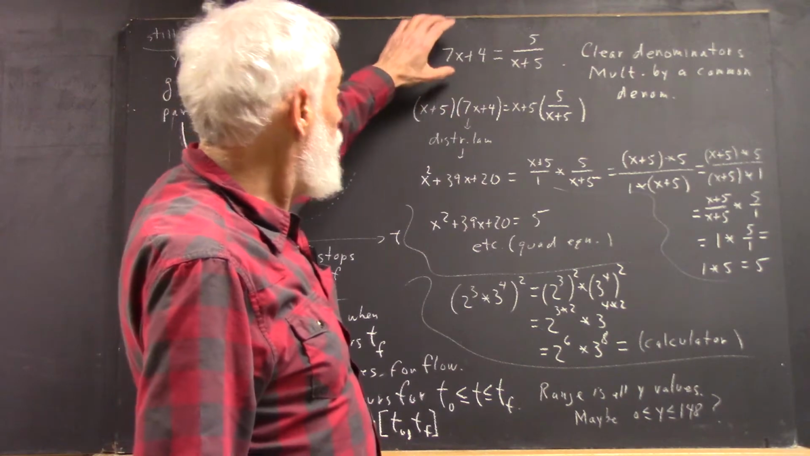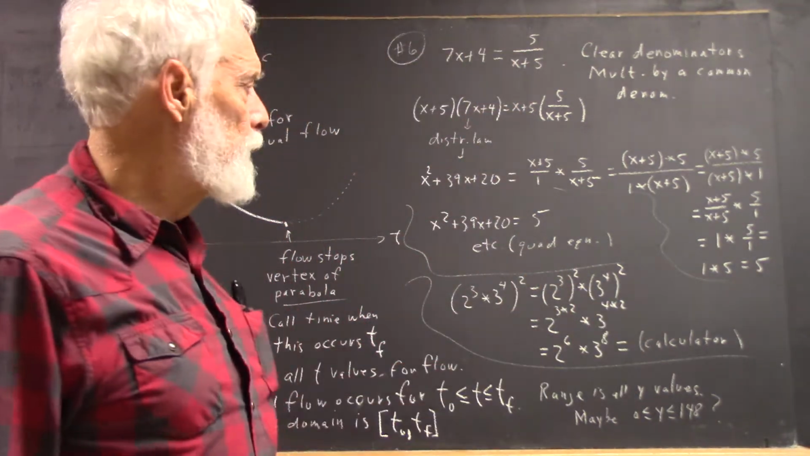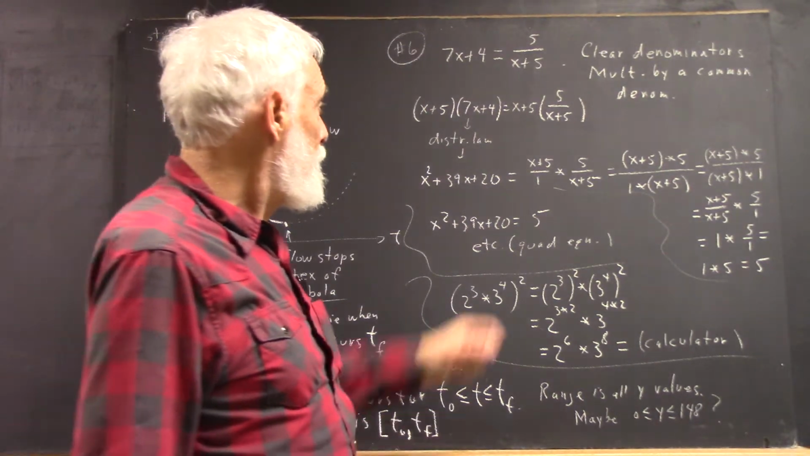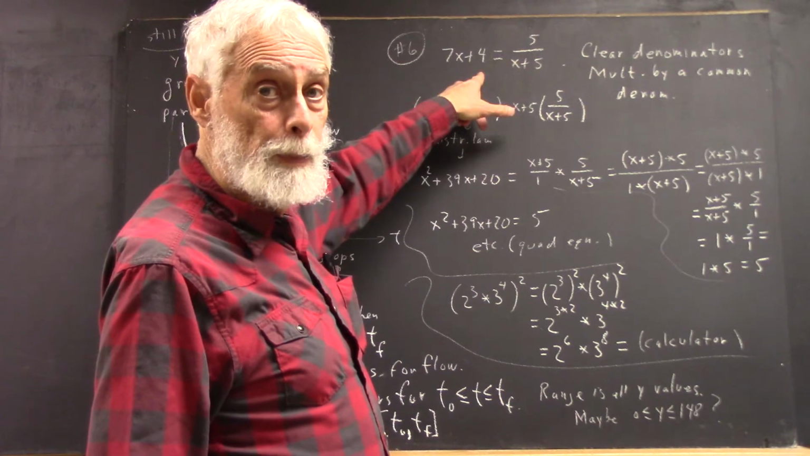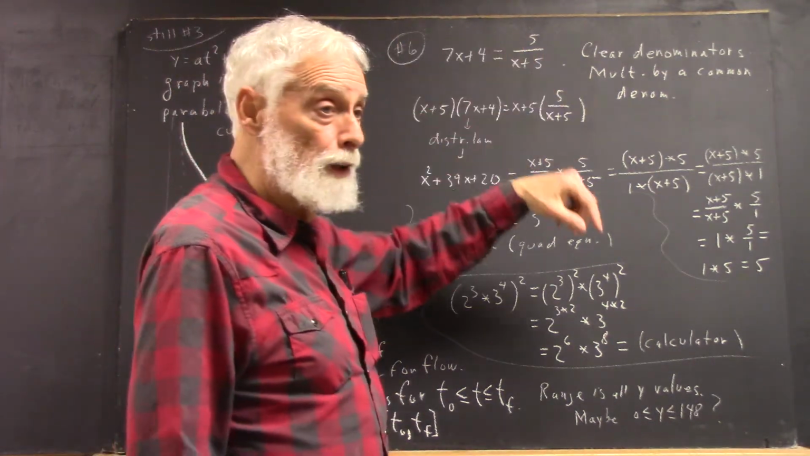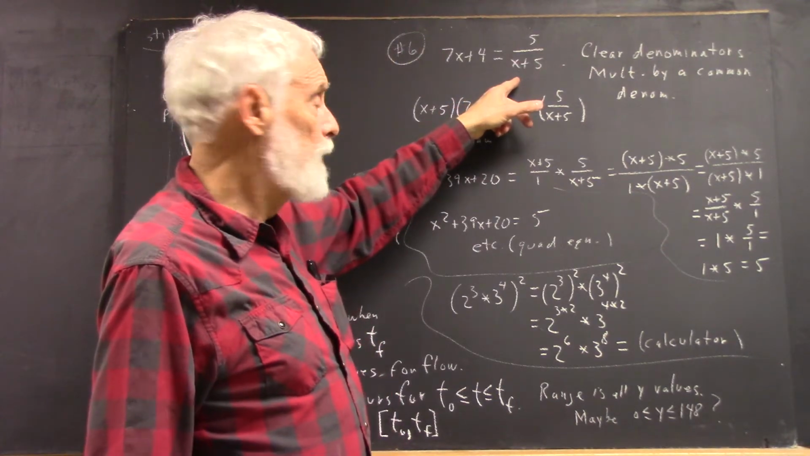Okay, so anyhow, this equation, it's not immediately clear what kind of equation this is. Okay, but I'm claiming this is going to turn out to be a quadratic equation. Now, what do we do when we have an equation like this? We notice it has a denominator. Denominators are a pain in the neck.